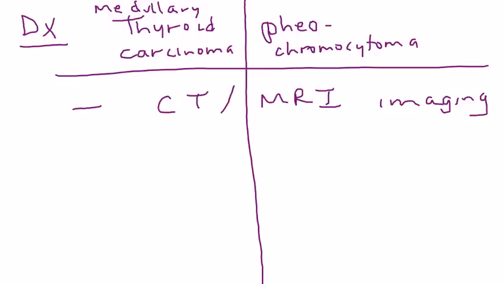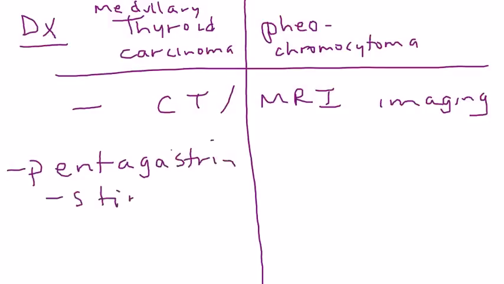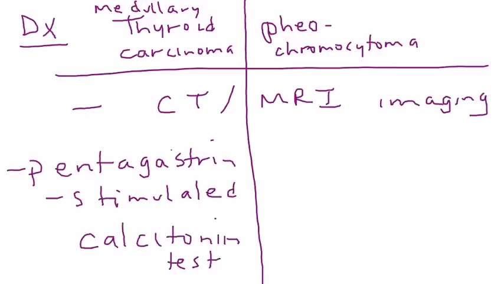But there's some lab tests that are very interesting. The thyroid one has a very interesting one that isn't very often done because it's so specific. But here's the name. It's a pentagastrin stimulated calcitonin test, and that one will point to a diagnosis of medullary thyroid carcinoma.